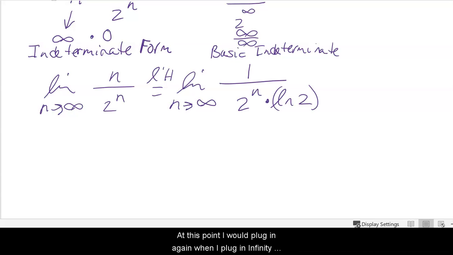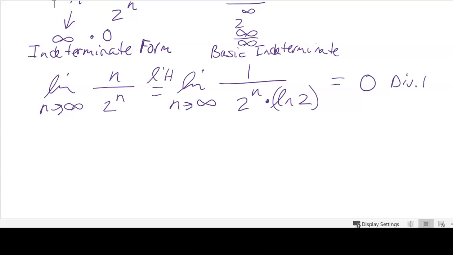At this point, I would plug in again. When I plug in infinity in place of the n, I can see that this is going to drive the limit down to 0. This means that the divergence test is inconclusive. In other words, it does not necessarily diverge. I can't tell. Now I'm going to apply the ratio test.